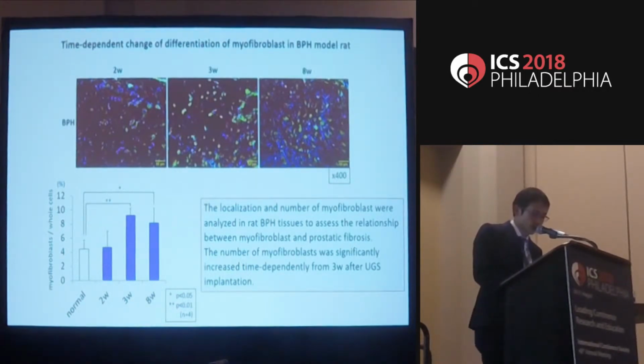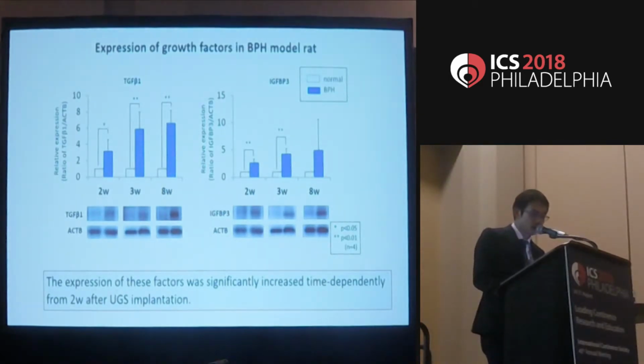The localization and the number of myofibroblasts were analyzed in rat BPH tissues to assess the relationship between myofibroblasts and prostatic fibrosis. The number of myofibroblasts was significantly increased time-dependently from 3 weeks after UGS implantation. Western blotting was performed to examine time-dependent changes of expression of TGF-beta1 and IGF-BP3. The expression of these factors was significantly increased time-dependently from 2 weeks after UGS implantation.